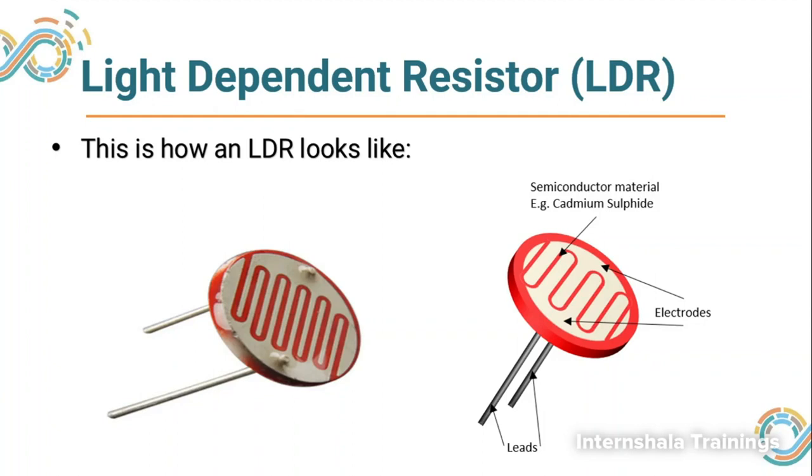When light falls on this circular surface, the resistance offered by the LDR changes. If you have more light intensity, there will be less resistance, a few kilo ohms, and if the intensity is very low, that means there is more darkness, then the resistance will be very high, in hundreds of kilo ohms and maybe in mega ohms also. That means the resistance offered by the LDR is inversely proportional to the light intensity.